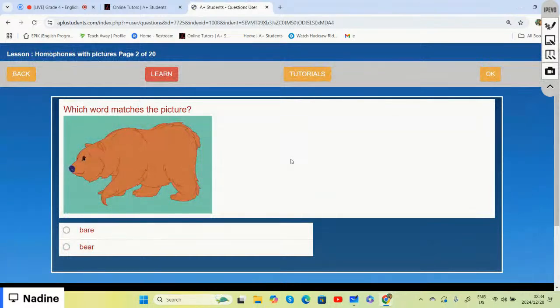All right, the next one says, which word matches the picture? Yes, well done. Option one is correct.